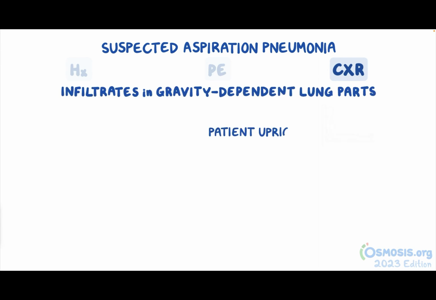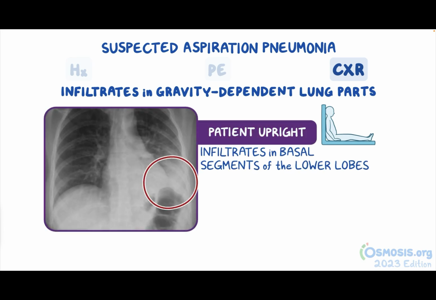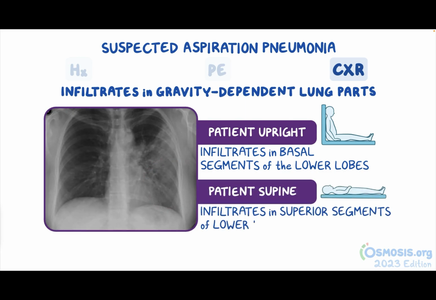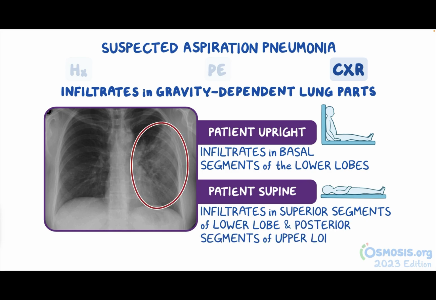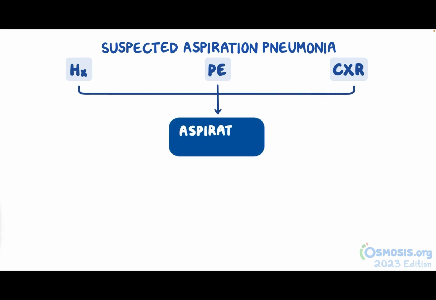If the patient was upright, the chest X-ray might show infiltrates in basal segments of the lower lobes. On the other hand, if they were in a supine position, the chest X-ray can reveal infiltrates in the superior segments of the lower lobe and posterior segments of the upper lobe. At this point, you can diagnose aspiration pneumonia.